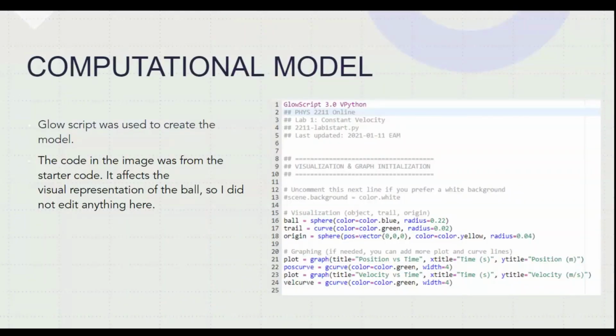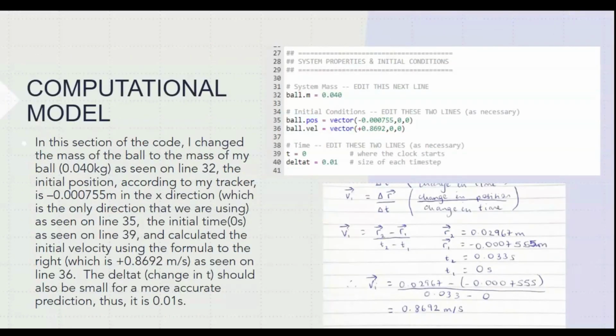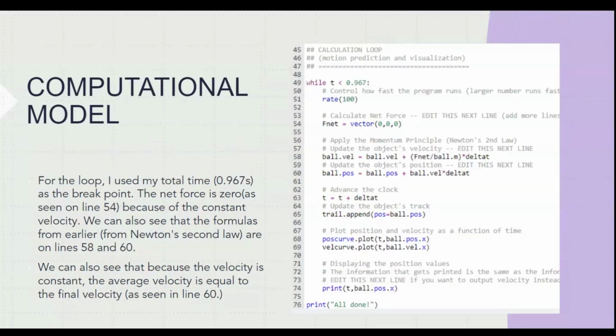In this section of the code, I changed the mass of the ball as seen on line 32, the initial position as seen on line 35, the initial time, which is 0 seconds, as seen on line 39, and calculated the initial velocity using the formula to the right as seen on line 36. The delta t should be small for a more accurate prediction, thus it was 0.01 seconds. For the loop, I used my total time of motion as a breakpoint.